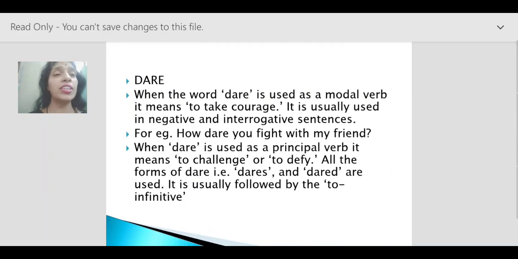Dare. When the word dare is used as a modal verb, it means to take courage. It's usually used in negative and interrogative sentences. For example, how dare you fight with my friend? When dare is used as a principal verb, it means to challenge or to defy. All the forms of dare, that is dares and dared, are used. It's usually followed by the to infinitive.